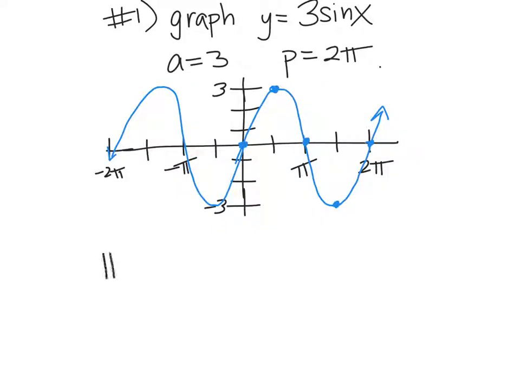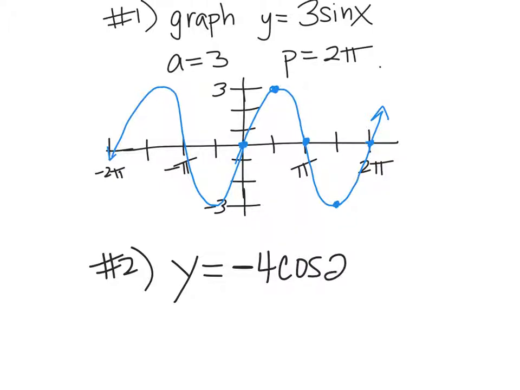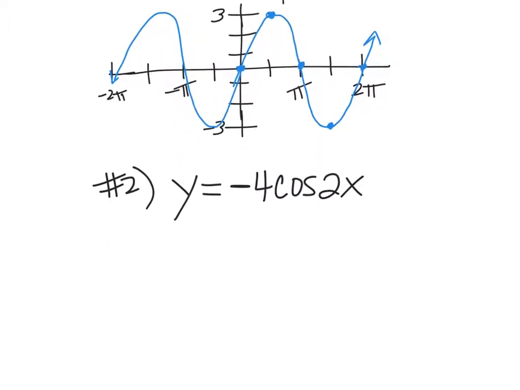So let's switch up and let's go to cosine now. Let's do y equals -4 cosine of 2x. All right, now I've done it. I've changed a few things. 1, I put a negative out front, and that's going to screw you up. 4 is our amplitude, and then I put a 2 in front of the x.